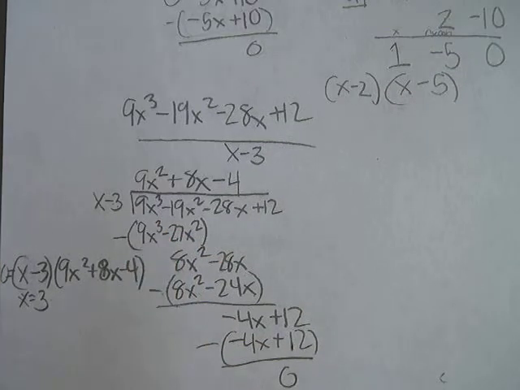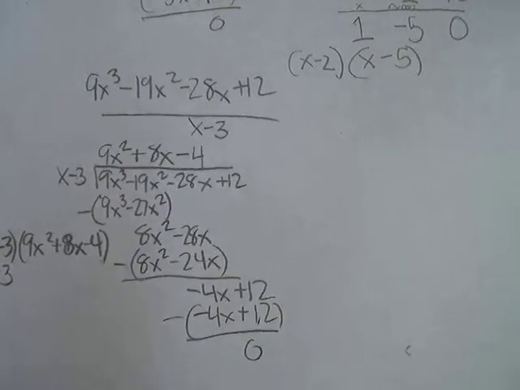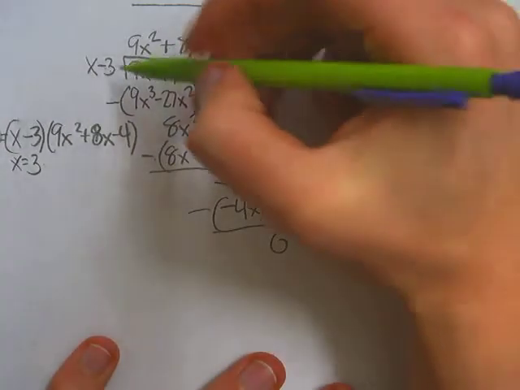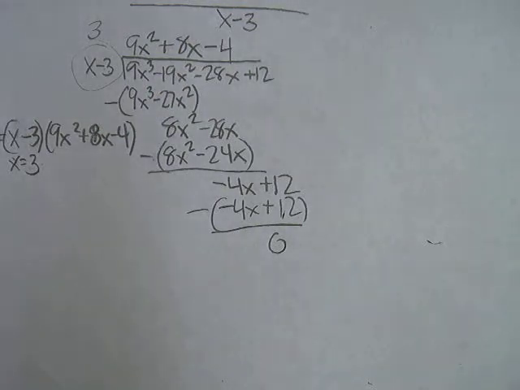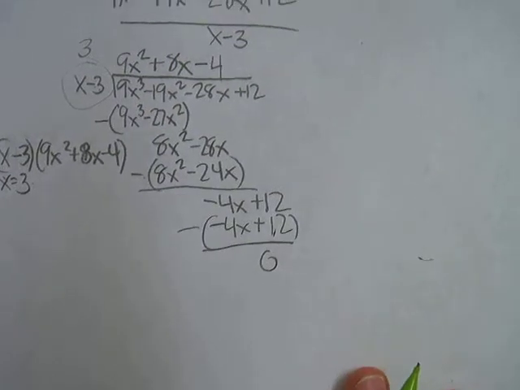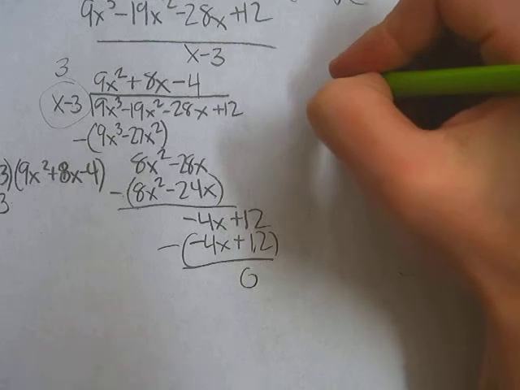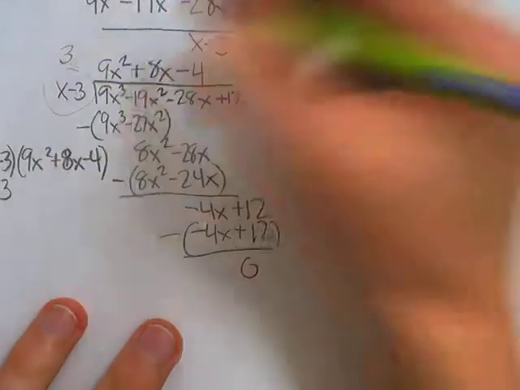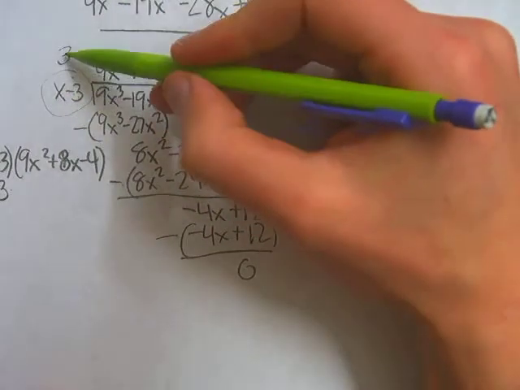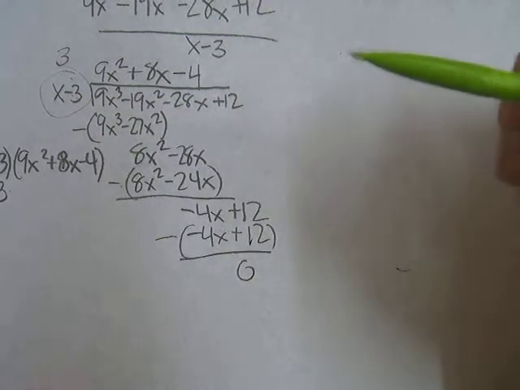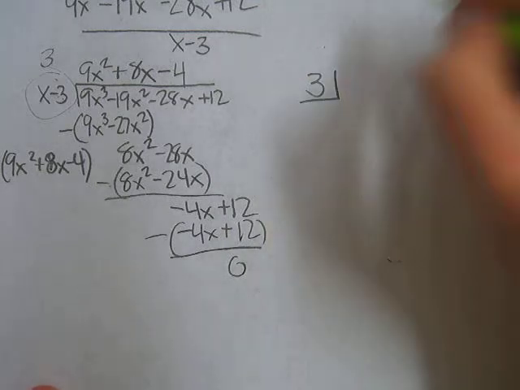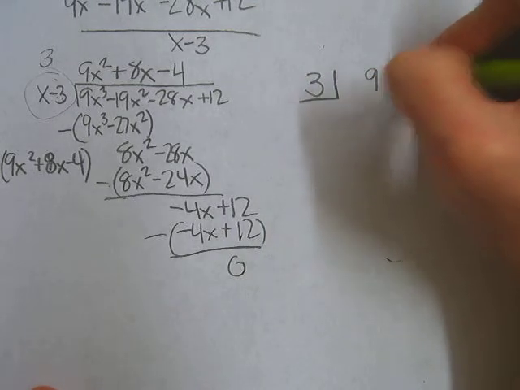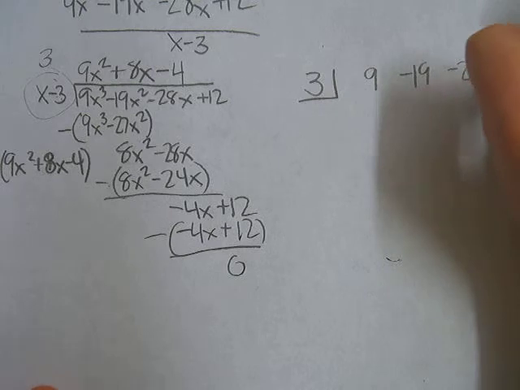And this is the long division way. Now let's look at the synthetic division way to do the exact same problem. So just like before, I'm going to take my actual 0 here, which is that x equals 3. So there's a little step of creativity involved here, or intuition, where you have to go, I understand how this works. This is the 0. 3 is the thing that I'm dividing in. So 3 goes up in my corner. I write out all the factors, 9, negative 19, negative 28, 12.